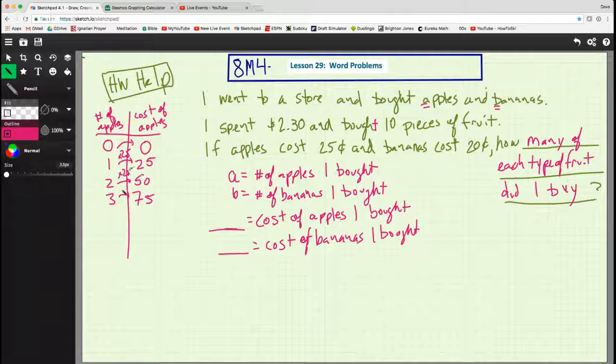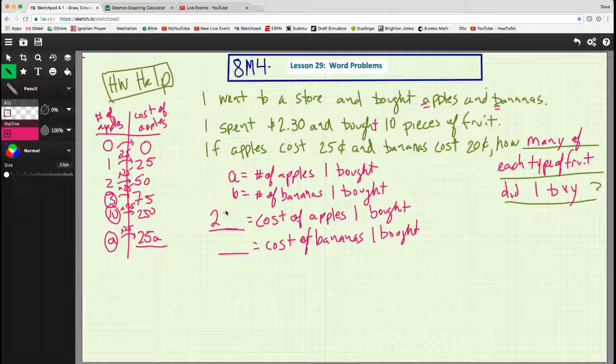Times 25. Times 25. And if I buy 10, it's 250 cents. Times 25. So if over here I have A, because I bought A apples, and I have to multiply by 25 to get to here, what goes here? Think about it. Well, if it's multiplying whatever's here by 25, and this is an A here, 25 times A is 25A. That's what goes here.